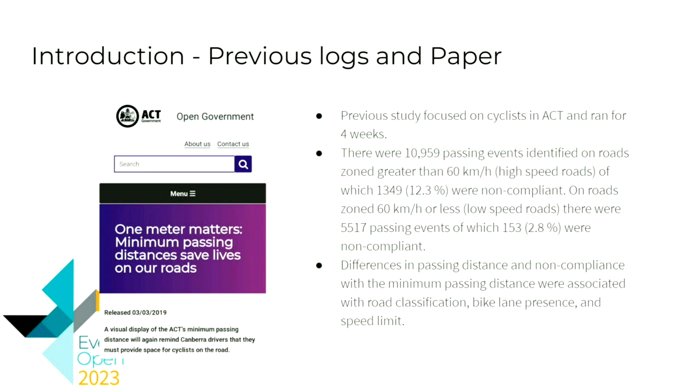The difference in passing distance was associated with road classification, bike lane presence, and speed limits, which was the overall response. I got some numbers around the number of passing events in the previous study, in 2019 or so. And the new study that I'm going to talk about today has already passed that number of passing events since it was launched about a month ago.